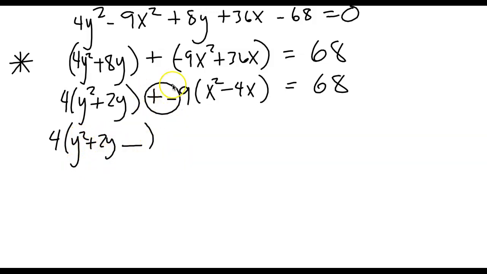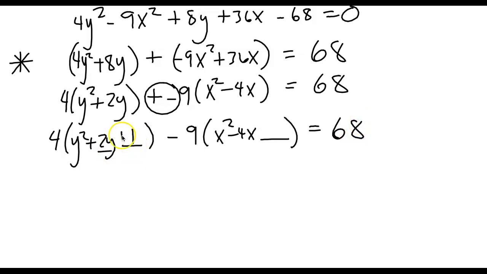At this point, I'm just going to change it now to a minus 9. So let's complete the square. So half of 2 squared is 1. And 4 times 1 is 4. So I need to add a 4 to the other side. Next, half of 4 is negative 2. Squared is 4. So we have plus 4 here. And then we do negative 9 times 4, which is negative 36.